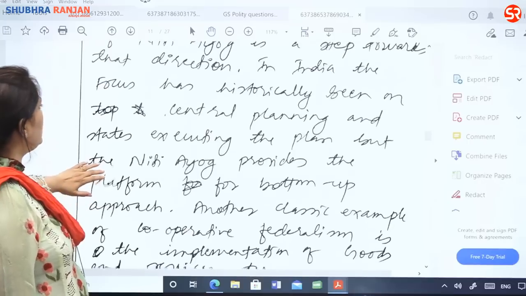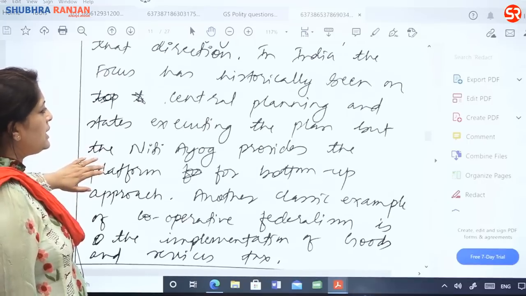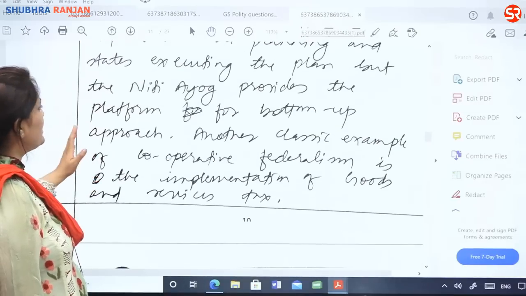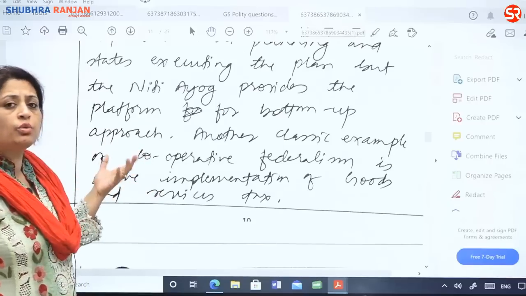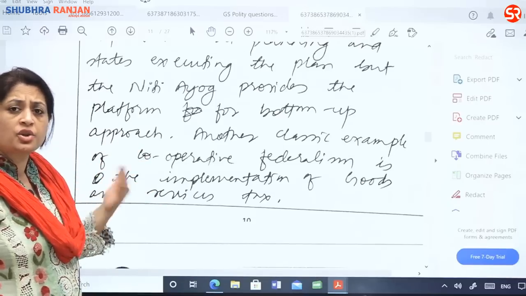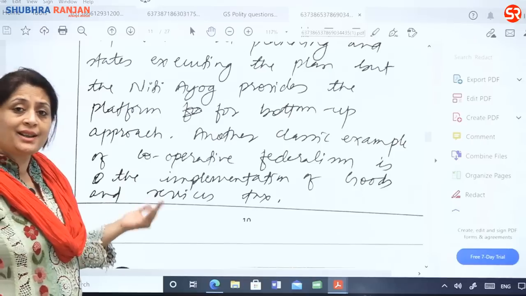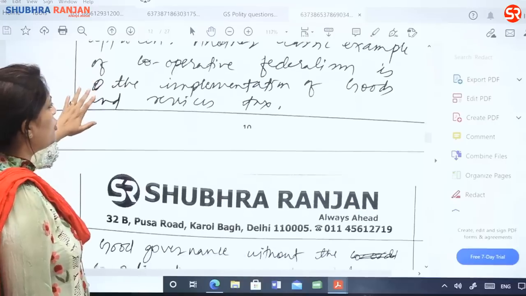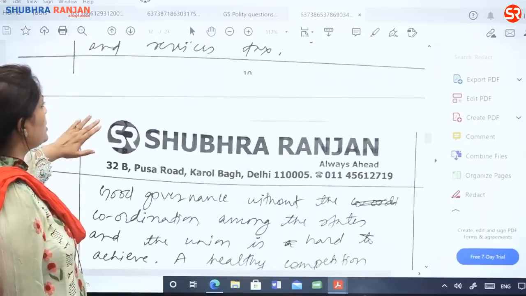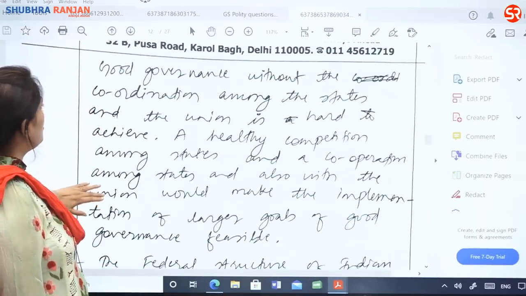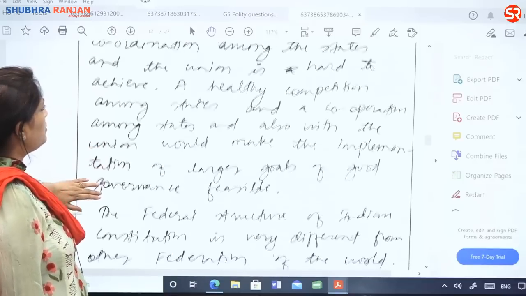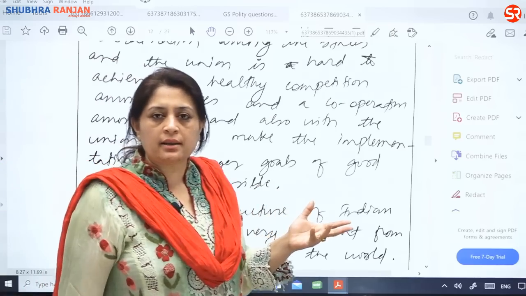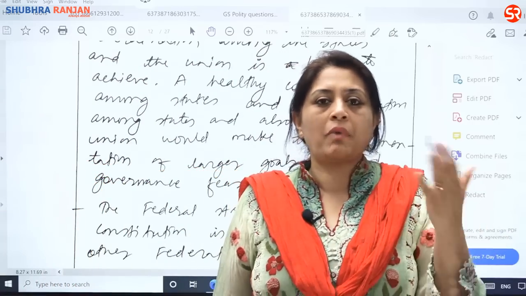"Focus has historically been on central planning and states executing the plan, but Niti Aayog provides the platform for a bottom-up approach." Now, who is asking the question on centralized planning? You are shifting away from the main question, and it appears as if you are writing a question on Niti Aayog. "Another classic example of cooperative federalism is the implementation of GST. Good governance without coordination among the states and the union is hard to achieve." But why? You have not explained, you have just restated the question. You should have written why it is hard.